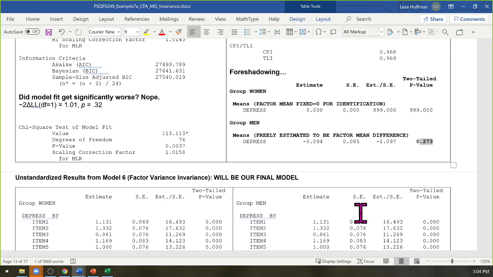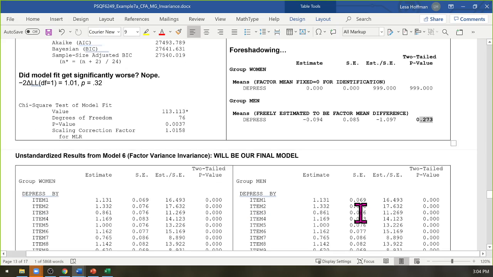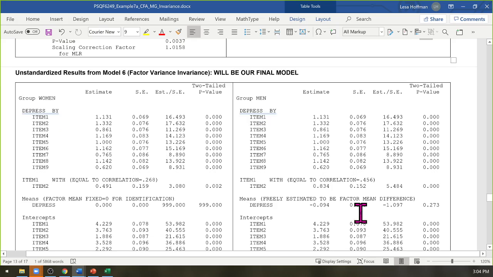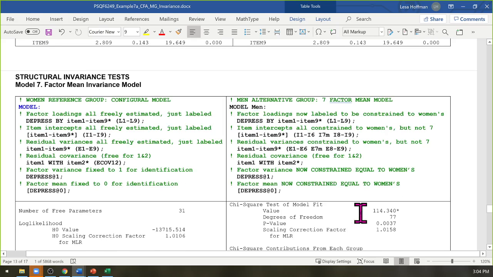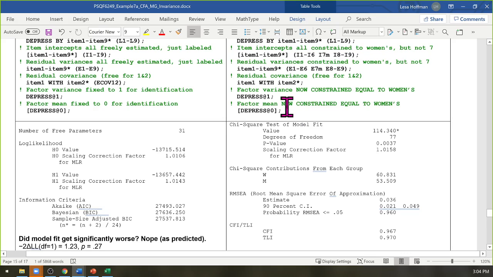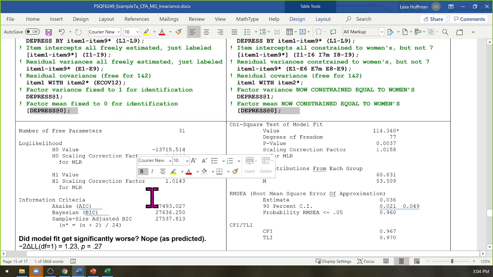So that's a Wald test for the factor mean difference, which should give me the same information as a likelihood ratio test. They should converge to the same answer asymptotically. But if I want to go through the effort to actually test it, the way that I do that is to take the factor mean on the alternative group and fix it to 0, just like it is in the reference group.